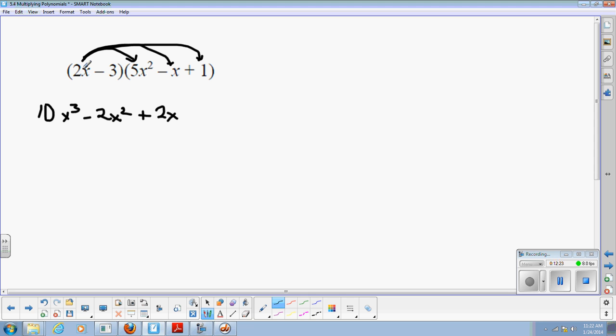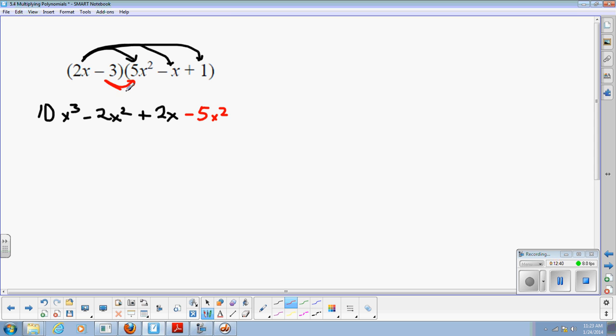Now that means I've already distributed the 2x across all three terms. Now I must distribute the minus 3 to all three terms. So I'm going to do negative 3 times 5x squared. So it gives me a minus 5x squared.